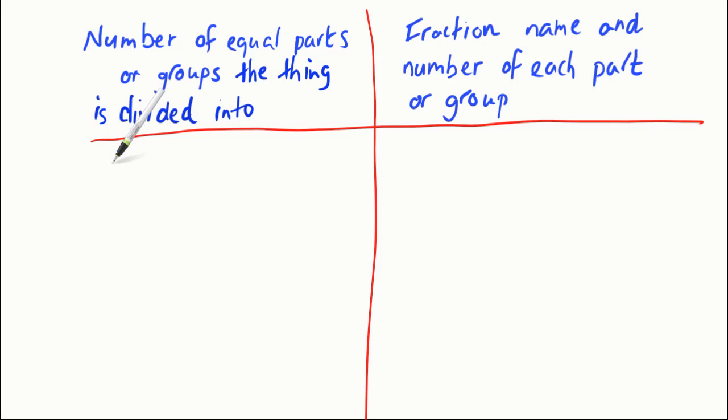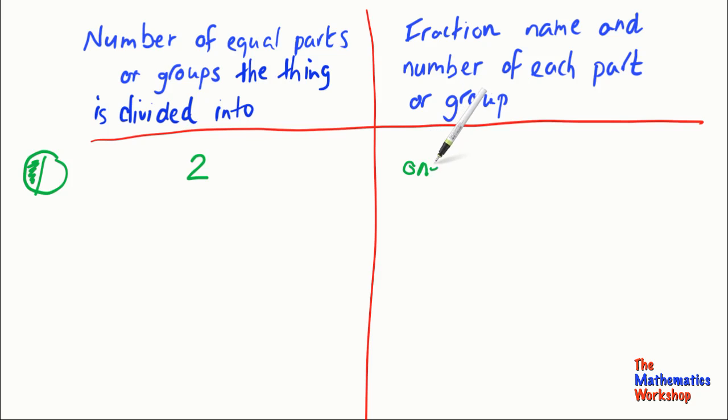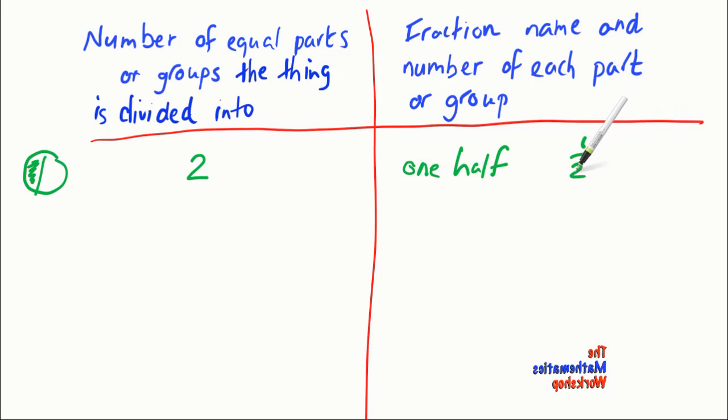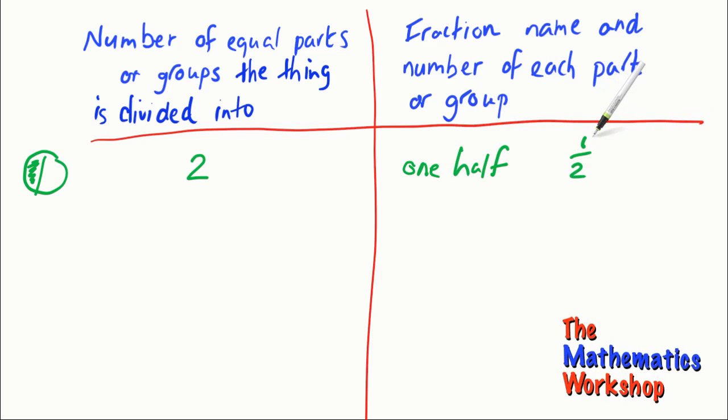And with this table here, in this column, the number of equal parts or groups the thing is divided into. So if you have something like a cake that's divided into two equal parts, such as, here's the cake, green cake, and we'll just have to pretend that they're equal parts, so two equal parts. The fraction name and number of each part for the cake is 1/2. And the 1 in 1/2 is this one here, and the number 2 on the bottom tells you that you're talking about halves here.